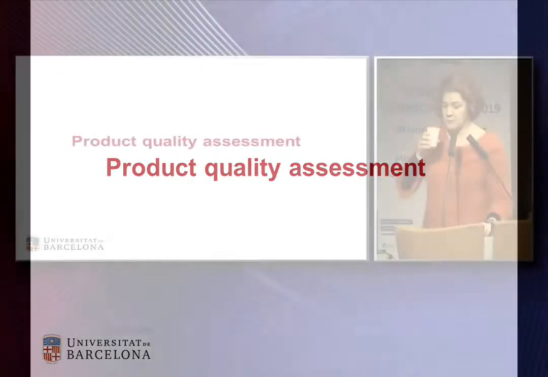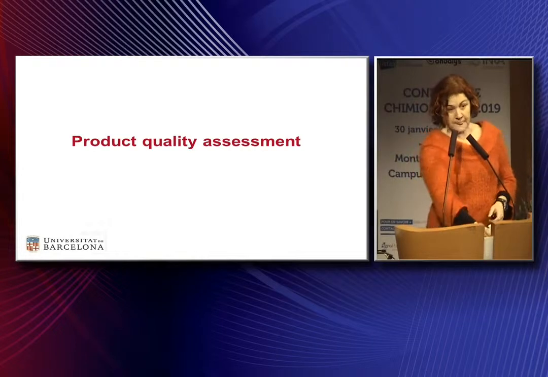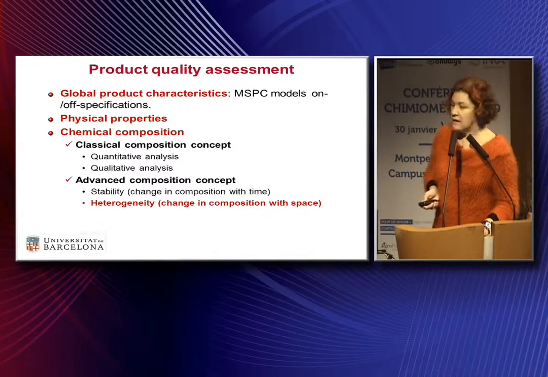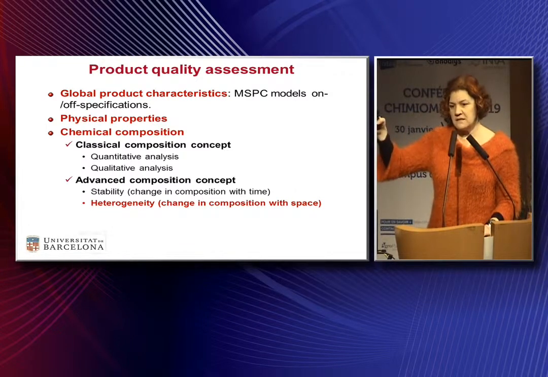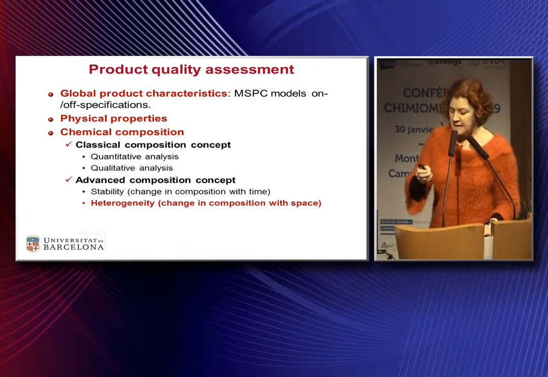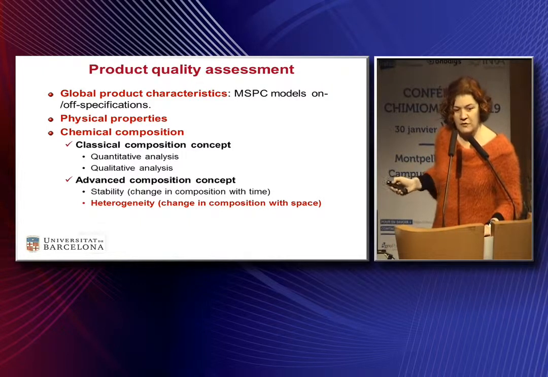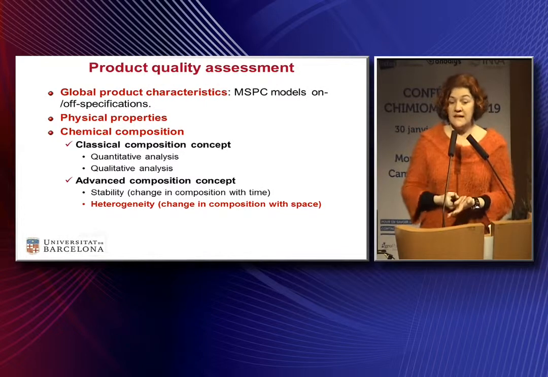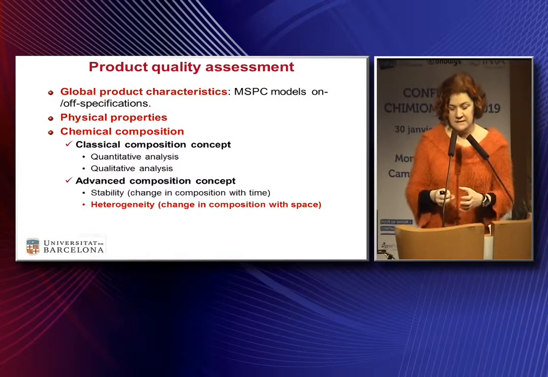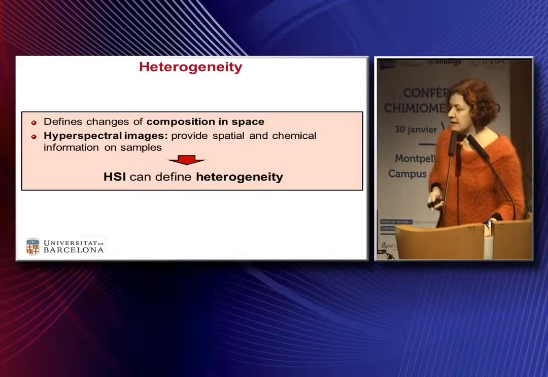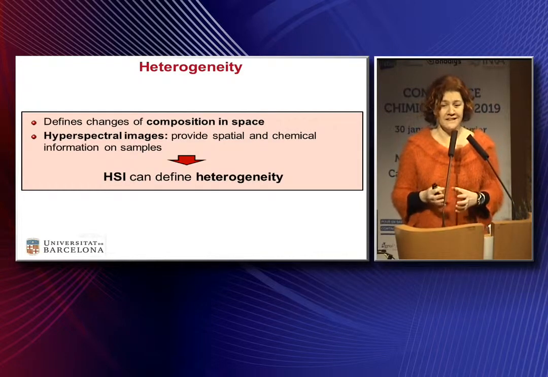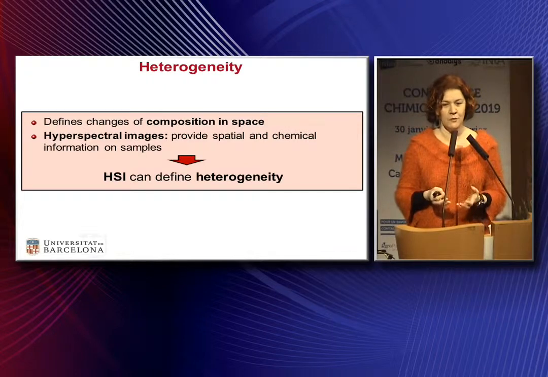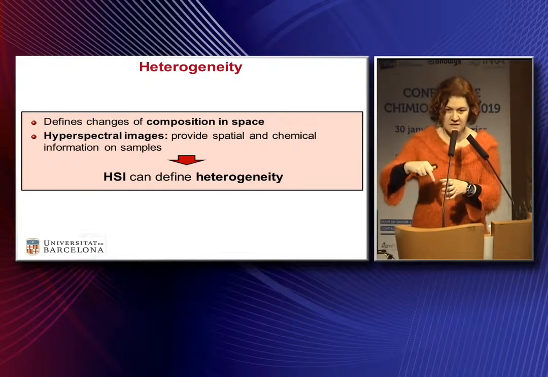And finally, I want to say some words on product quality assessment. I mentioned that we can control many, many different things in this context, but I will focus just on one, and that is how the composition of our products can change as a function of space, especially. So how can we study the heterogeneity of our products? Because sometimes it's important that what we produce is well blended, for instance. And then when it comes to defining composition in space, there is a very easy association. We need to know how composition changes in the sample surface.